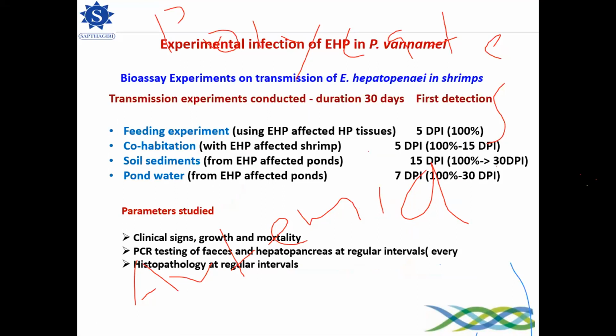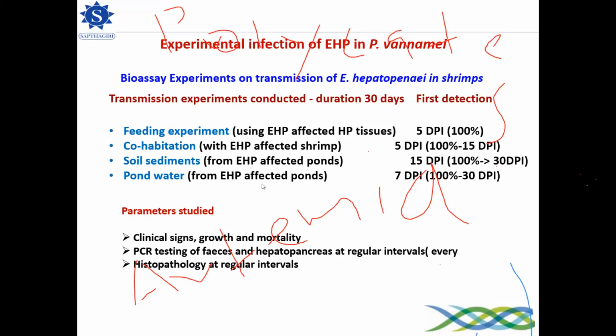The bioassay reveals that EHP can be transmitted through feeding, cohabitation, soil sediments, and pond water. In feeding experiments, on the 5th day post-infection, 100% of animals were positive for EHP. That means in pond conditions, cannibalism plays a severe role in super-spreading of EHP in the pond.